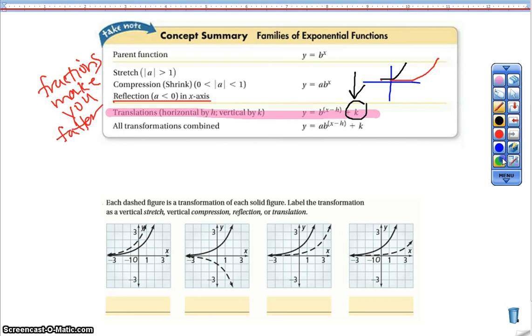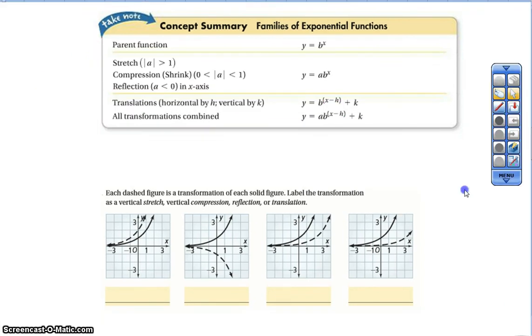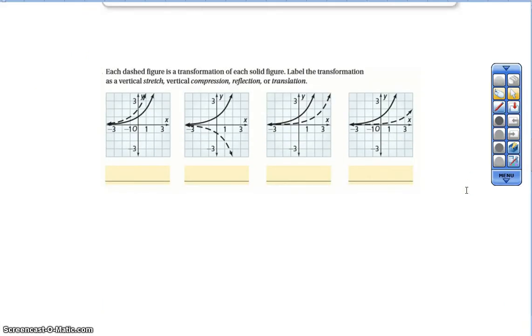And then this last one here, they put everything together. It has all transformations combined. They made it skinny or fatter depending on what a is. They moved it left or right, and then they moved it up and down. Now, what I'd like you to do in these next 4 problems is maybe stop the video and see if you can answer these 4 questions before I go over them.